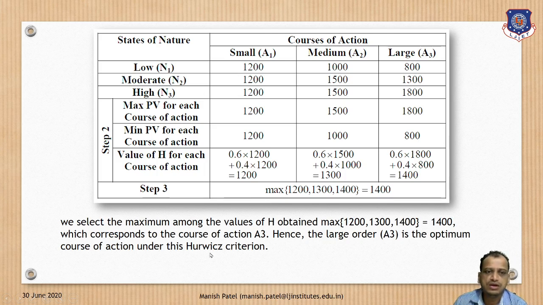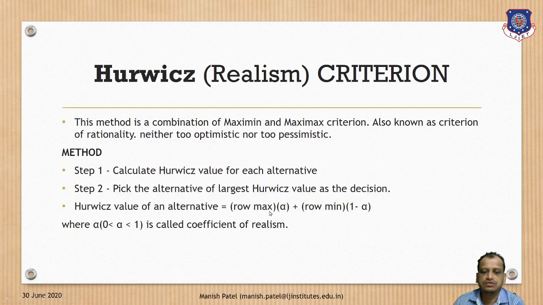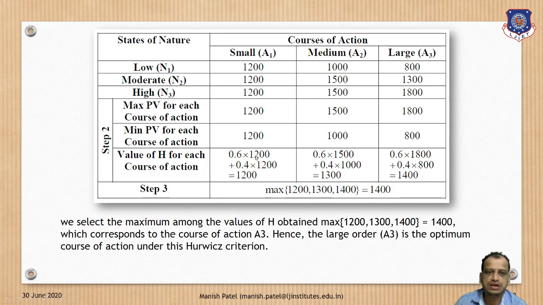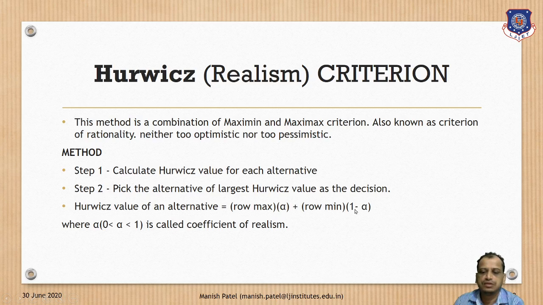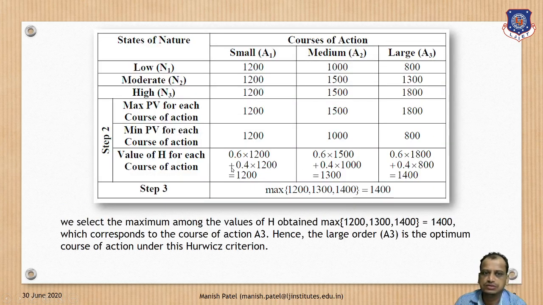Again, where do we get these values? Here 0.6 is alpha. Rho maximum is 1200, plus 0.4, which is 1 minus alpha, and 1200 is the rho minimum, and you get the value accordingly. The course of action is A3 based on the Hurwitz criterion.